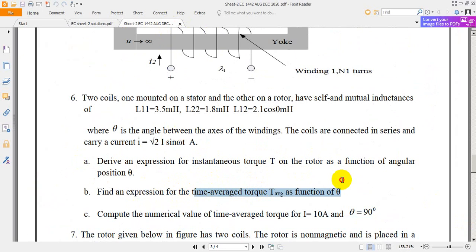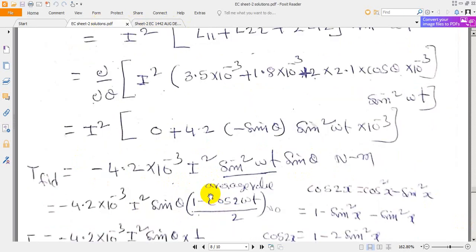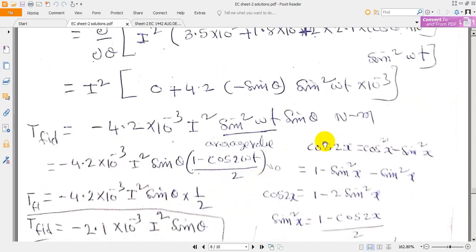Time average function in terms of theta. Average value means we need to calculate the average value of sine square omega t. For that, we change this sine square omega t like this. We can write cos 2x is equal to cos square x minus sine square x, or in place of cos square x you can write 1 minus sine square x, which is equal to 1 minus 2 sine square x.